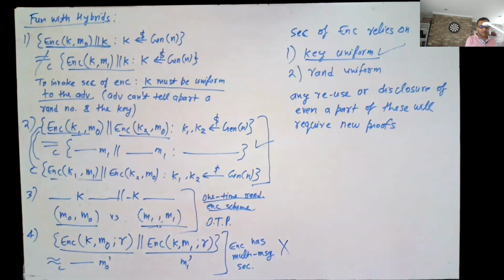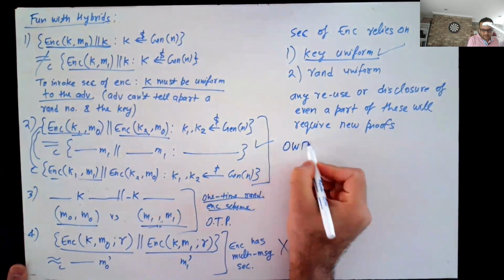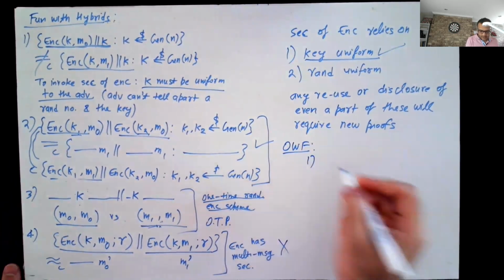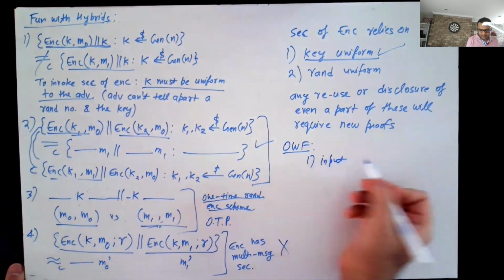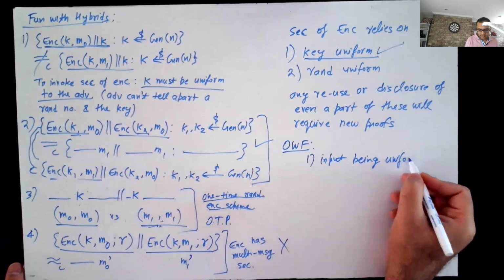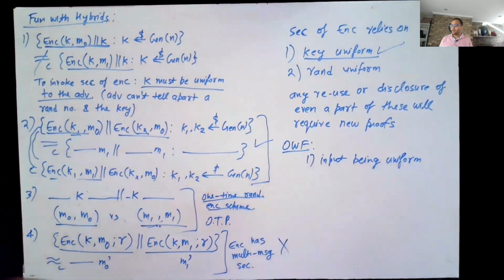Okay, and by the way, let me contrast this with one-way functions. In one-way functions, the security relied on only the input being uniform. So suppose the input is not chosen uniformly, then maybe the one-way function can be invertible. Or maybe if the adversary is given some fraction of the input, the one-way function can be invertible.